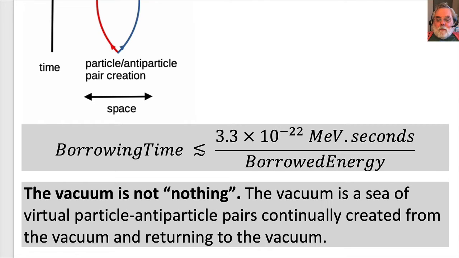Because of this, the vacuum is not nothing. The vacuum is a sea of virtual particle-antiparticle pairs, continually created from the vacuum and returning to the vacuum. This vacuum virtual particle pair creation and annihilation occurs everywhere in the universe. It occurs in the vacuum of space, but it also occurs inside atoms, inside our body. It occurs very near every electron, and very near every proton, even inside every proton.